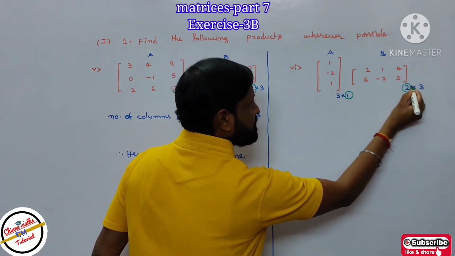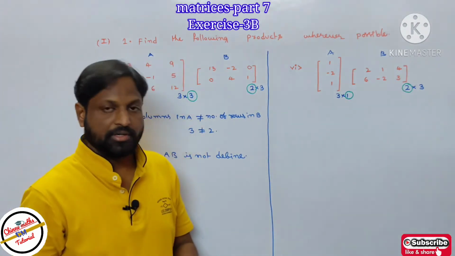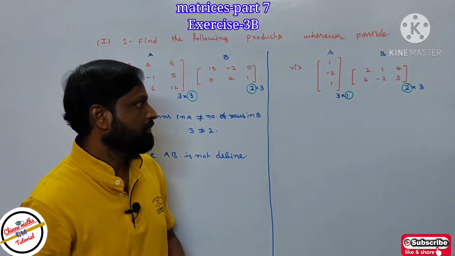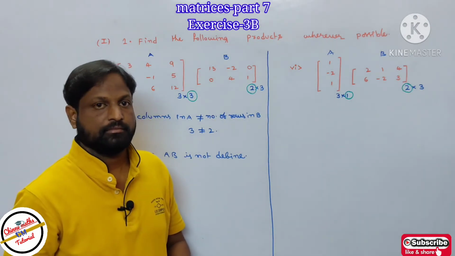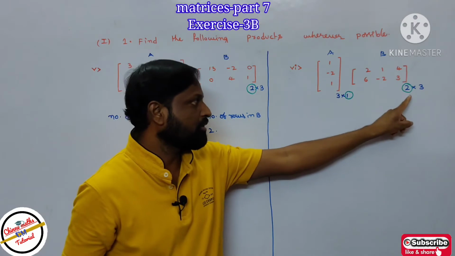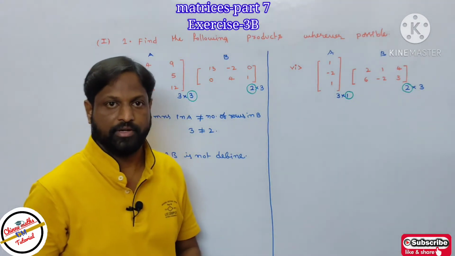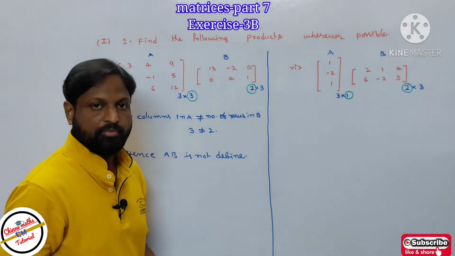the matrix B. So that is why this product is not defined. The number of columns in matrix A is not equal to the number of rows in matrix B. So that is why the product AB is not defined. So then the product AB is not possible.